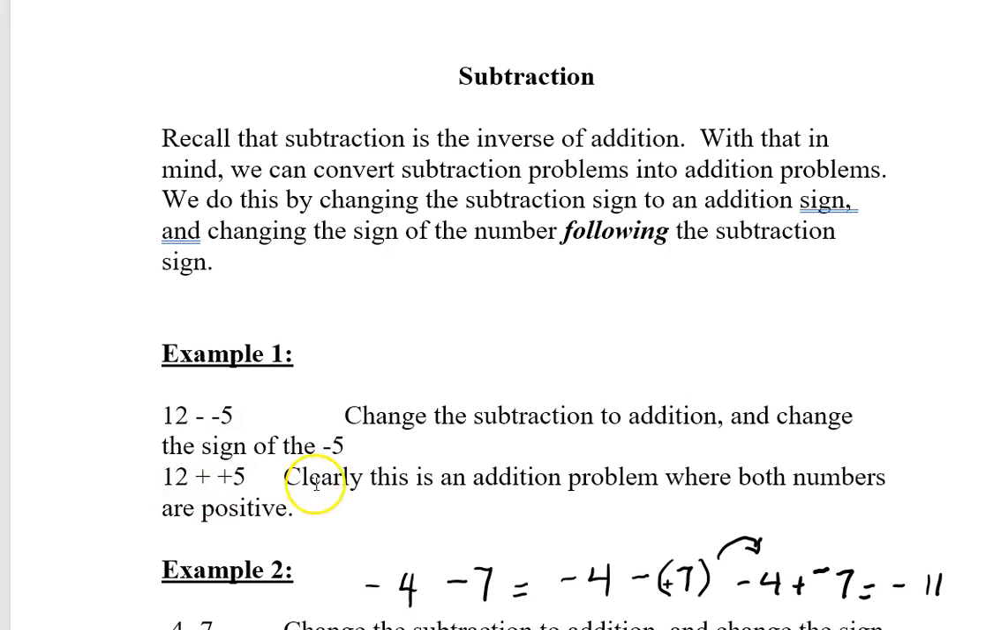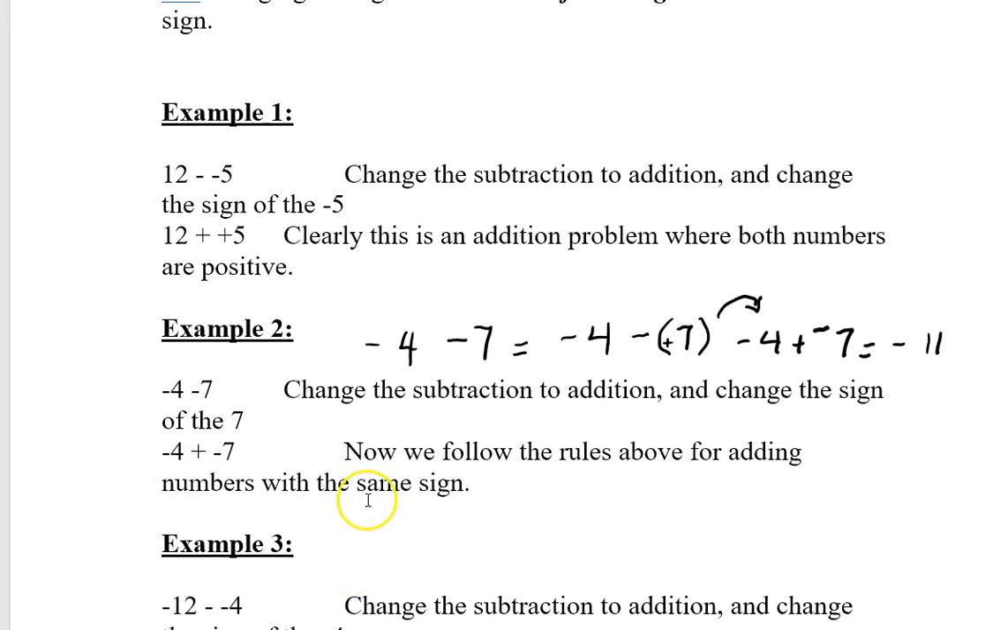Those are the same sign. I'm going to have a positive number. I add them together. I get 17. So the next one here, I'm going to just point out that this looks like it may need a little clarification on what's actually happening here. I have a negative 4 and I'm subtracting a positive 7. Okay, it looks like this, but we really are saying that we're subtracting that positive 7.